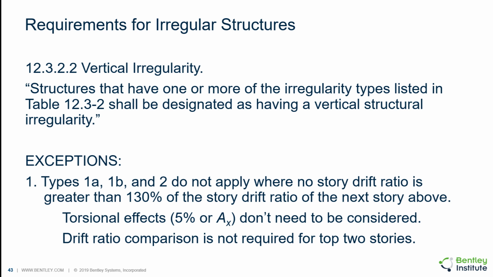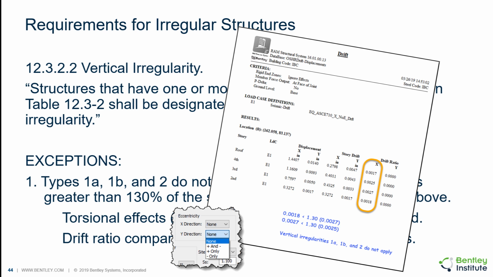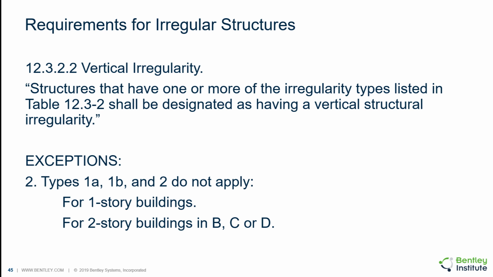Note that that is different than when investigating the drifts for horizontal torsional irregularity, which requires the inclusion of the 5% eccentricity. Also, this drift ratio comparison here is not required for the top 2 stories. These comparisons can be easily made by only considering the non-eccentric load cases and comparing the resulting drift ratios. The second exception is that irregularities 1A, 1B, and 2 do not apply for one-story buildings, nor do they apply for two-story buildings in seismic design categories B, C, or D.